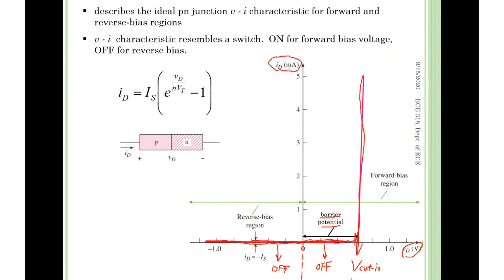Anyone tell why this straight line is indicating on? What's the sense? Here we're saying off and off because obviously current is zero. It's open circuit. Open circuit means off. However, here on, why is on? Anyone can explain? The current goes to infinity and the voltage goes to zero on it.